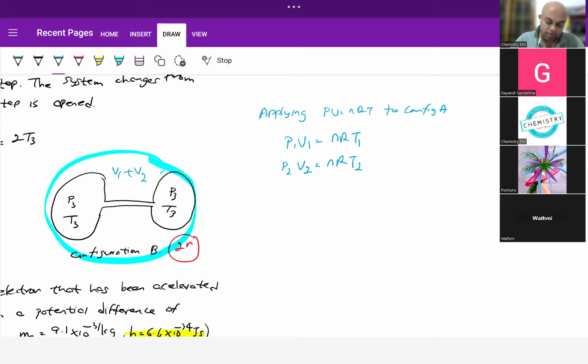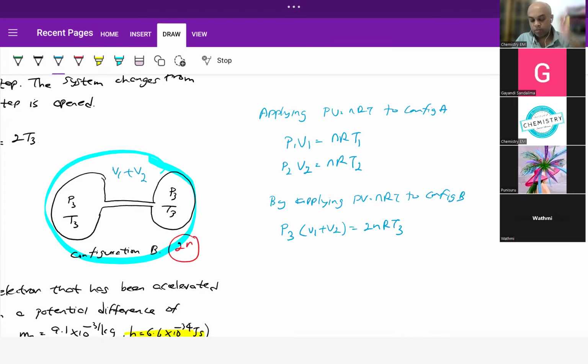Now I will apply PV equals nRT to configuration B. So I can say P3 is given. The volume is V1 plus V2. N is 2n because the total number of moles is 2n. So P3 times V1 plus V2 equals 2nRT3.